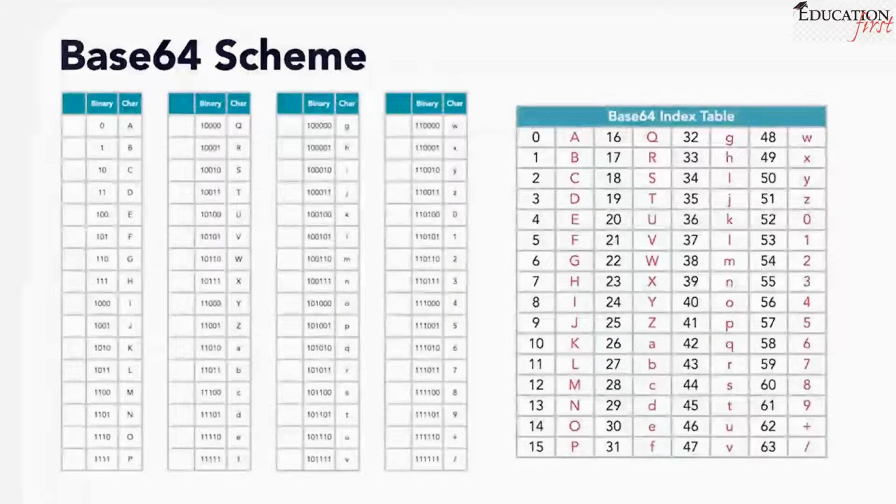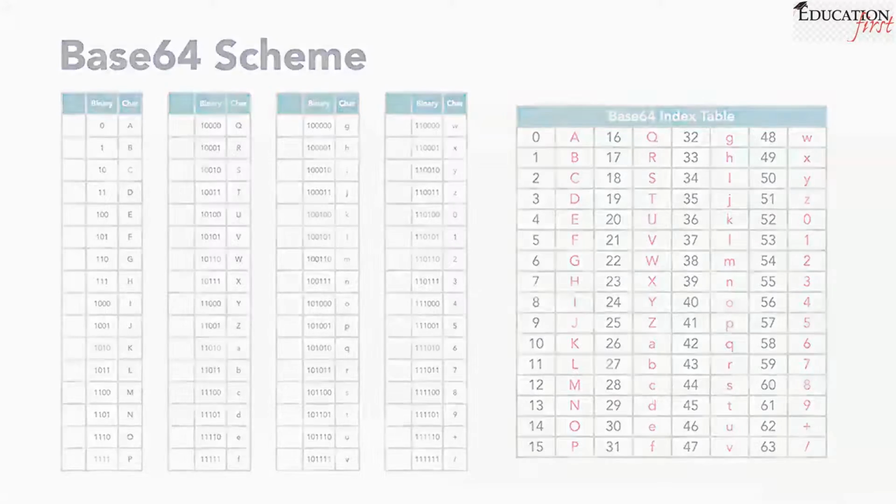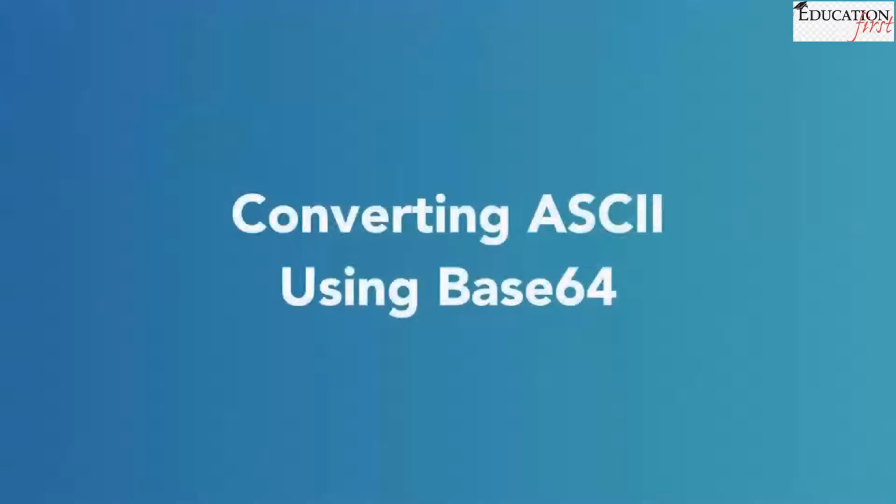First of all, we need to have a look at the Base64 scheme. This is actually nothing but a translation between a number and a letter. So if we see the value m, we replace it with 12. This is used to convert the ASCII.